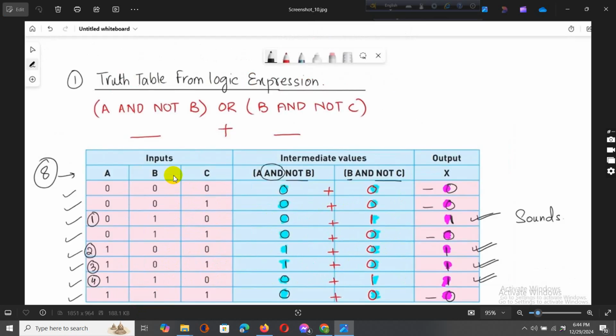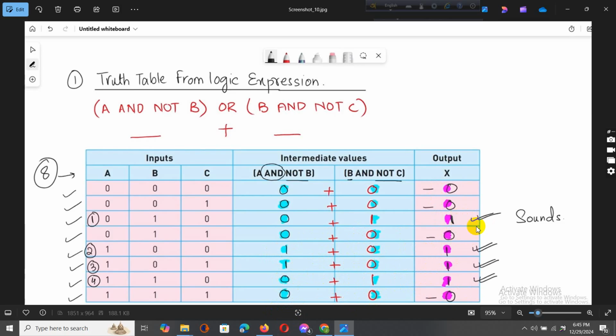Finally, we have to do the OR operation between the two expressions. We know that OR is the addition between the two input bits. So we have to add these intermediate values, this logic expression. So 0 plus 0 equals 0, 0 plus 1 equals 1, 0 plus 0 equals 0, 0 plus 1 equals 1, 0 plus 0 equals 0, 1 plus 0 equals 1, 1 plus 0 equals 1, 0 plus 1 equals 1, 0 plus 0 equals 0. So this is our output.